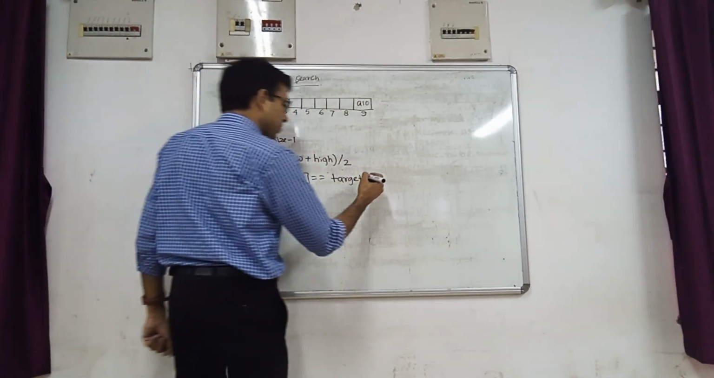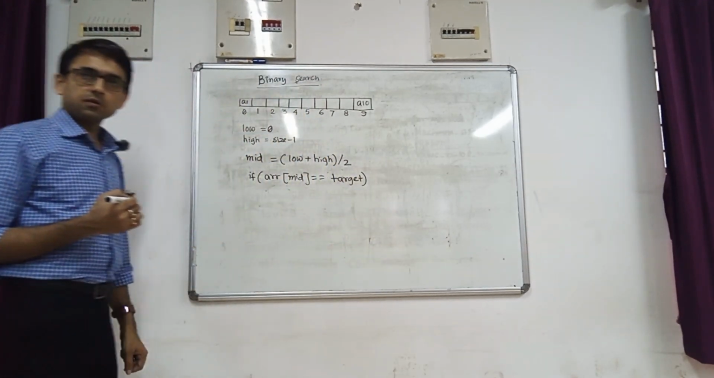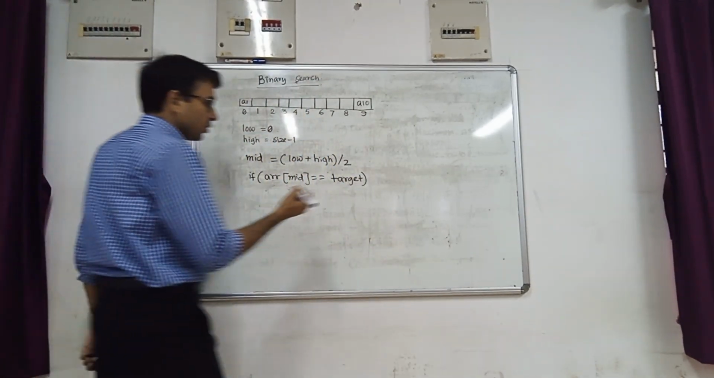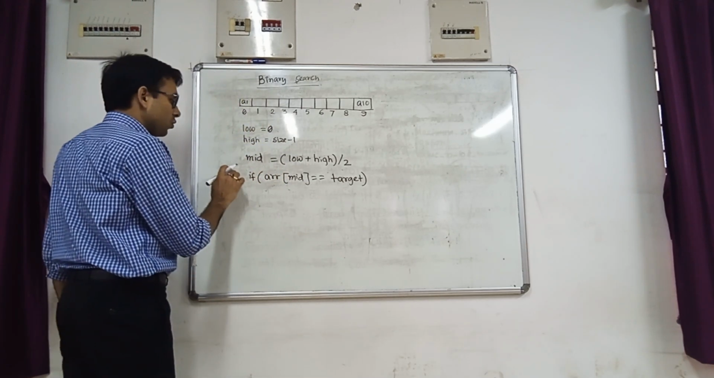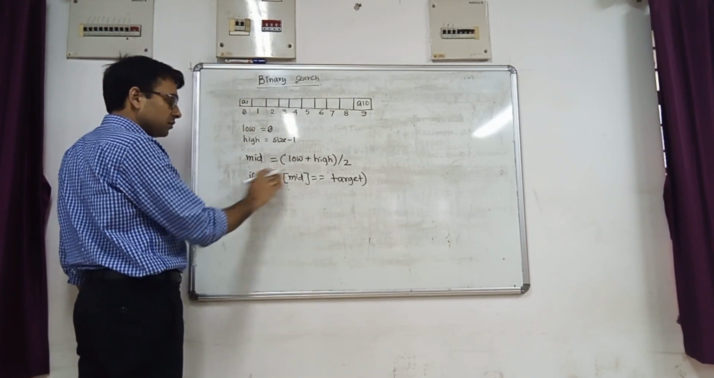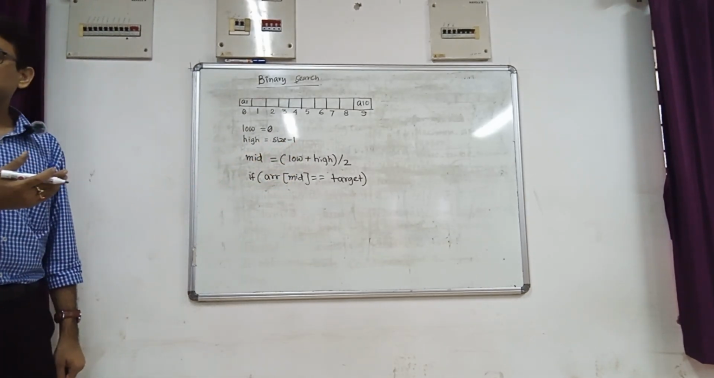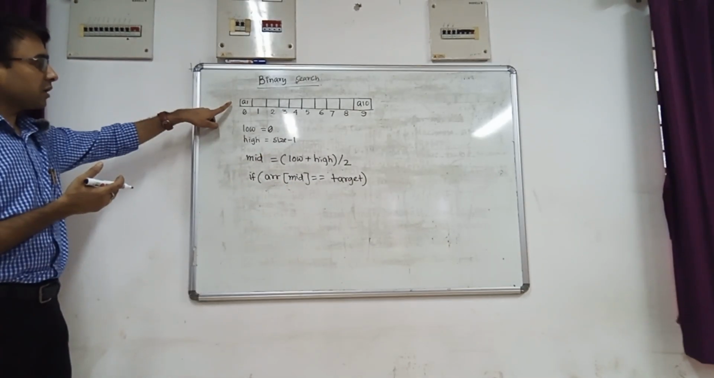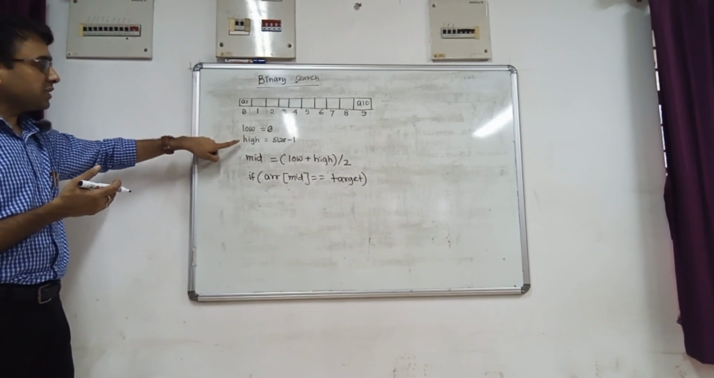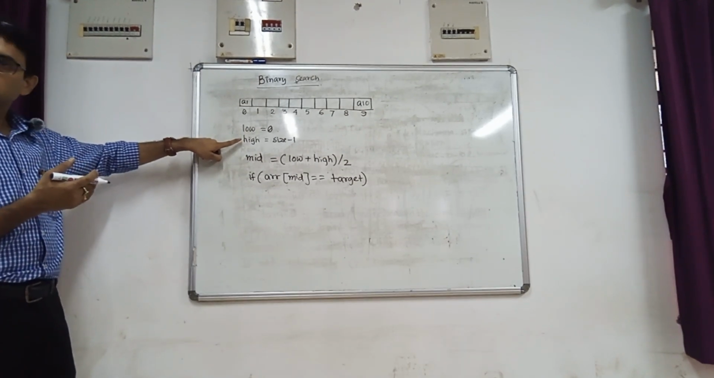Right? This will be the check. Now, in which condition we will do that? This will be always done, but in which condition that will be done? That will be done under a condition that low is always less than high, right?